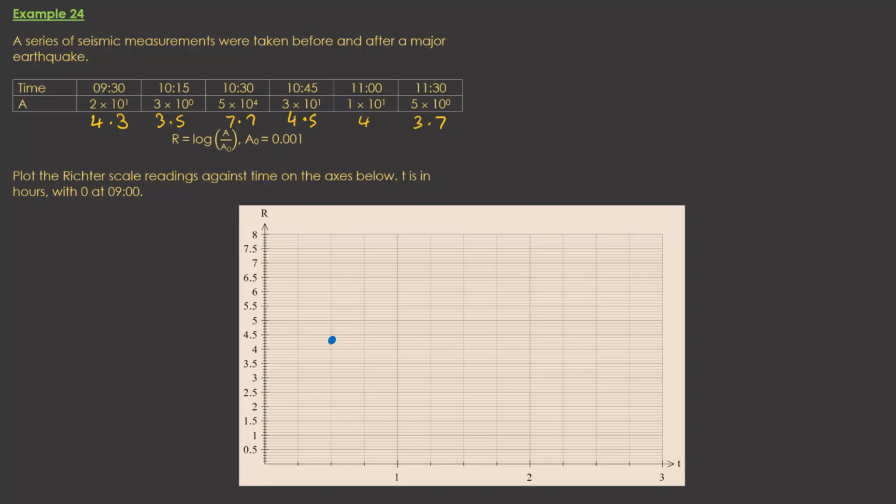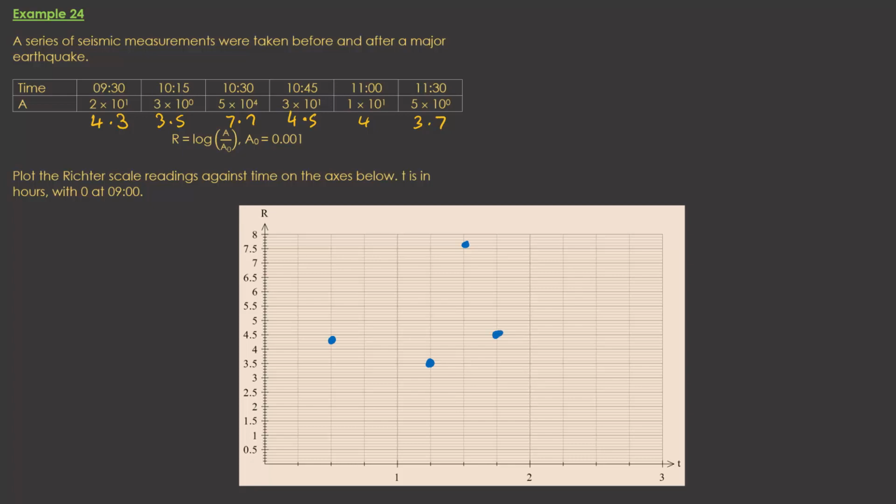Then the next one's at 10:15, and that is 3.5. We then get one at 10:30, which is the major quake at 7.7. So that is up here. And then at 10:45, so that's another 15 minutes on, we get an aftershock here of 4.5.